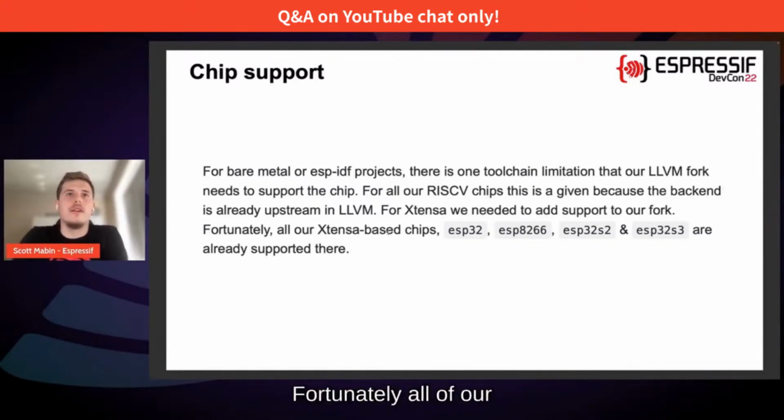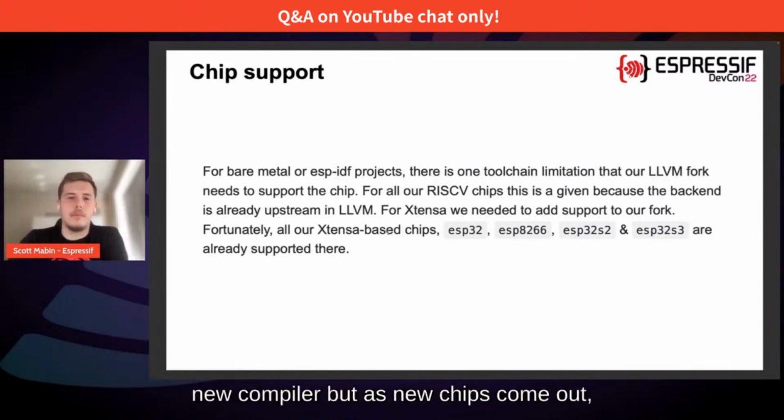Fortunately, all of our Xtensa-based chips are already supported in our forked LLVM. So it's just a case of downloading the other compiler. But as new chips come, they'll need to be supported in there too. Our RISC-V based chips are already supported upstream in LLVM, so there's no need to worry about them.